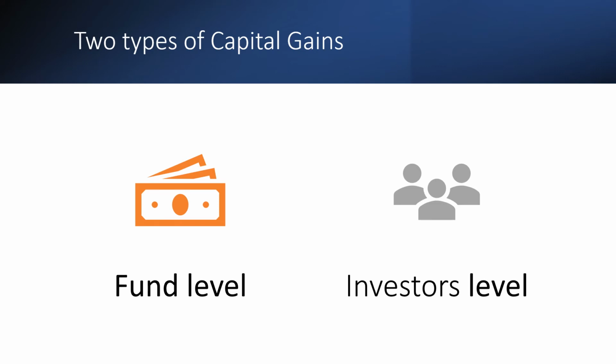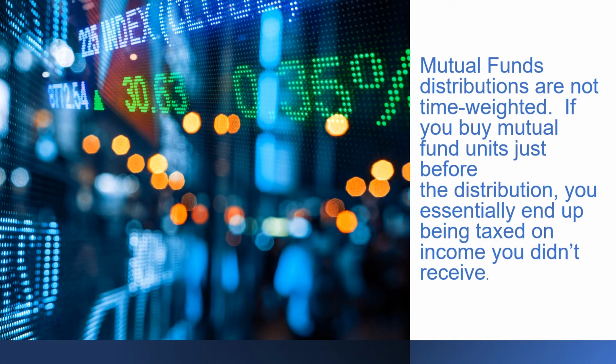At the investor level, when you sell your mutual fund units, a T3 slip or T5 slip is not issued for the capital gain or loss. You need to calculate your own capital gain or loss and report it on your personal tax return. One thing you need to know, if you buy units of a mutual fund just before it makes a distribution, then you will receive a tax slip and be liable for the tax on that distribution, even though the value of the distribution was reflected in the unit price, but essentially you end up being taxed on income you did not receive.